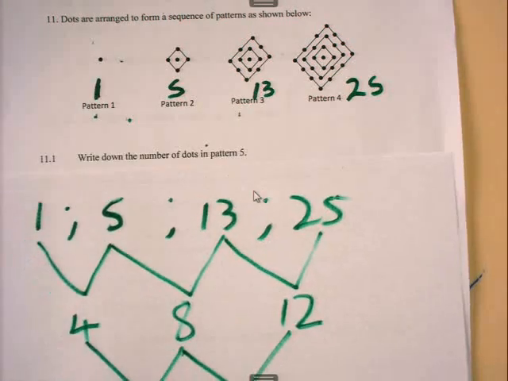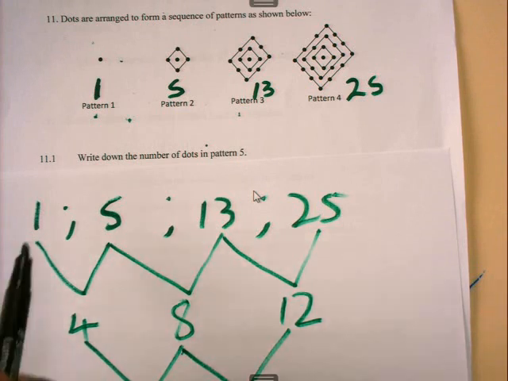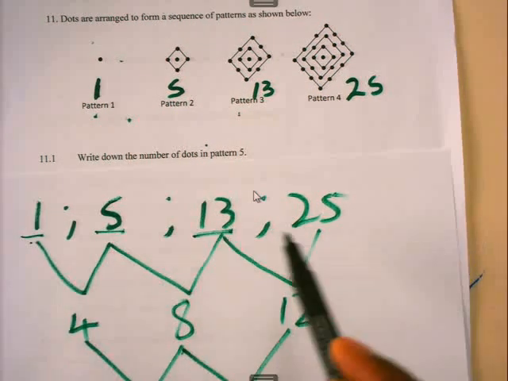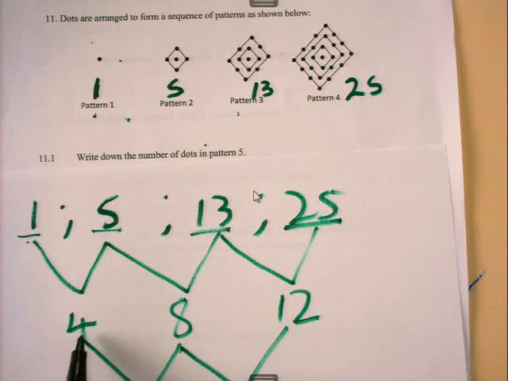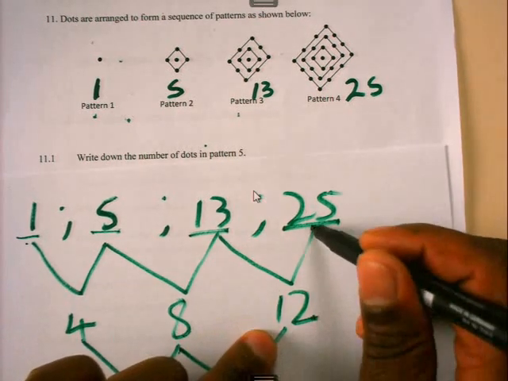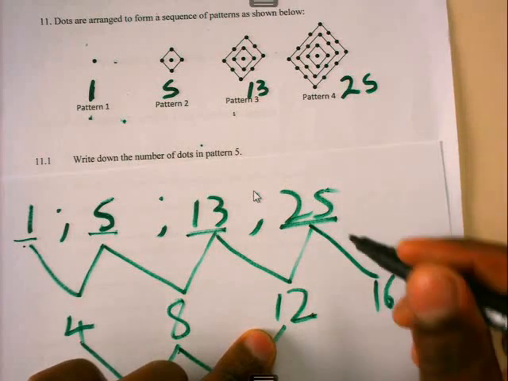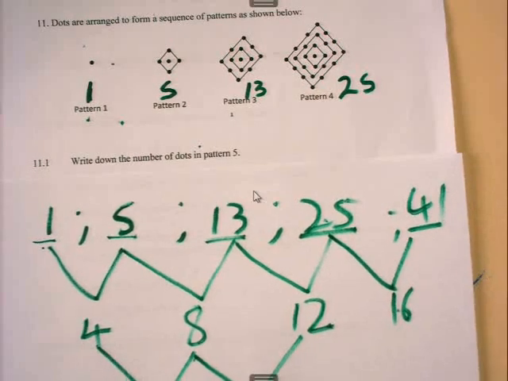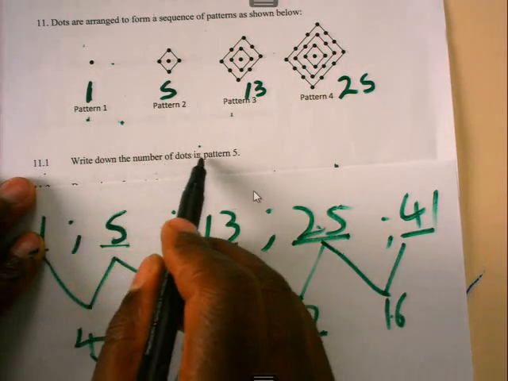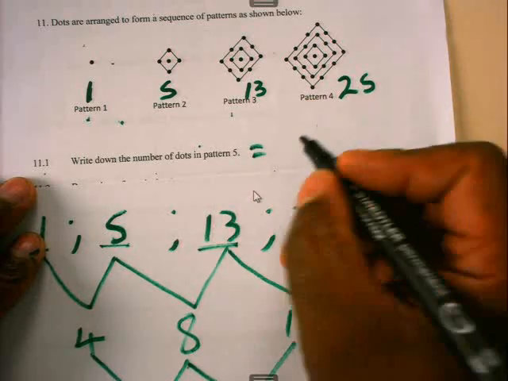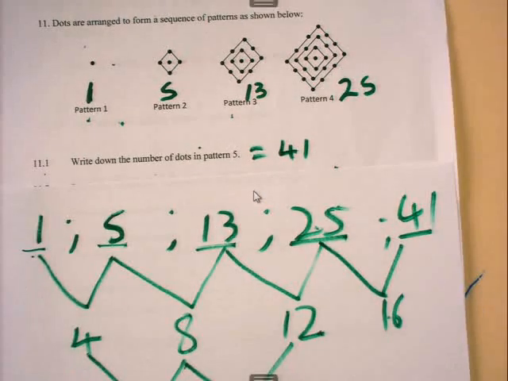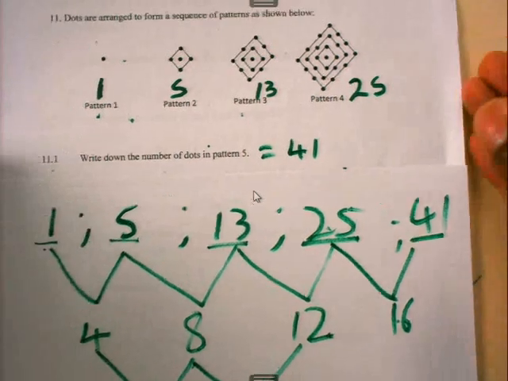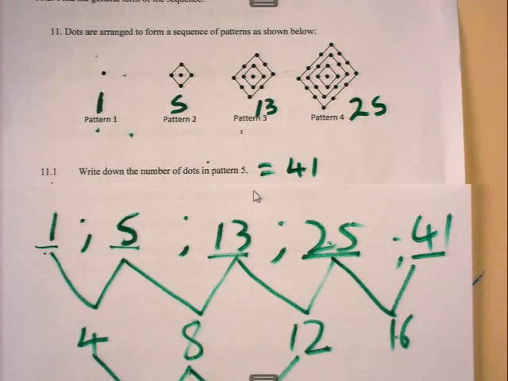So to answer the question, write down the number of dots in pattern 5. This is pattern 1, pattern 2, pattern 3, pattern 4. The differences are 4, 8, 12, so the next one will be 16. So 25 plus 16 gives you 41. In answering 11.1, write down the number of dots in pattern 5: there will be 41 dots. I'm just saying questions can be phrased differently, but you need to first establish the type of pattern we're talking about. Once you have established the pattern, all other questions can be solved easily.